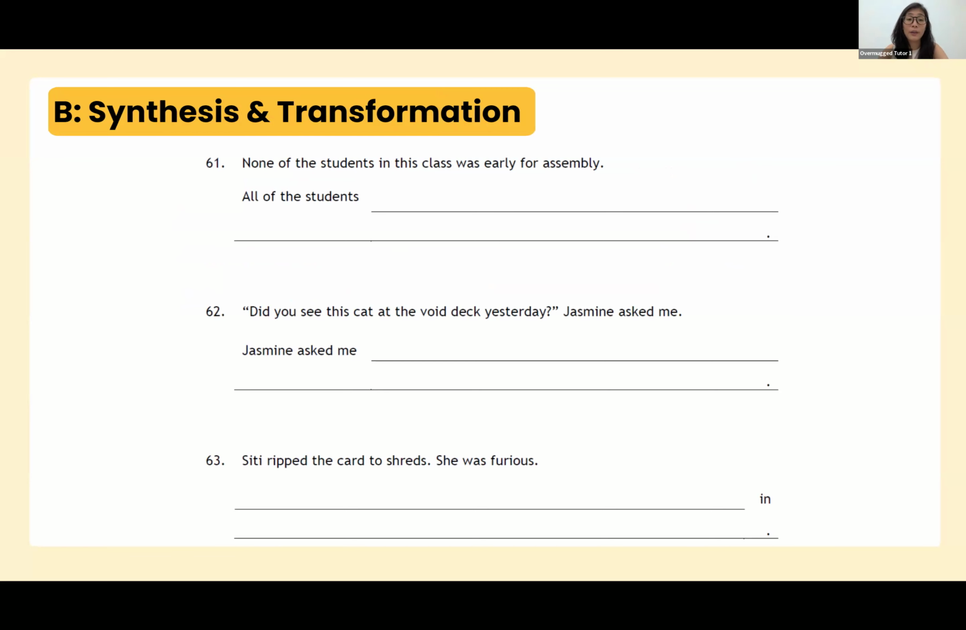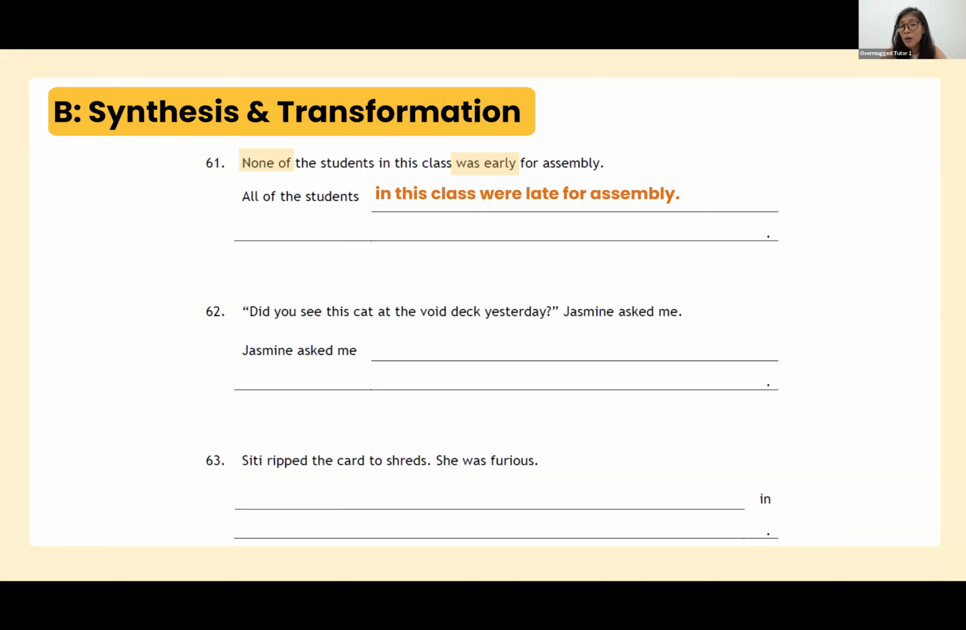Question 61. None of the students in this class was early for assembly. In this case, your keywords are none of them was early. Your given word is all of the students. When you have to flip from none to all and you swing it to the opposite, it means that all of the students in this class were late.